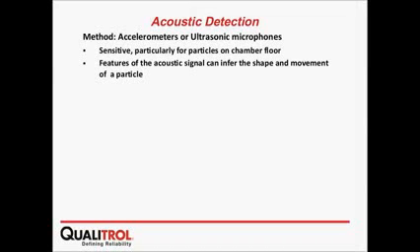Features of the acoustic signals can infer the shape and movement of the particle. The acoustics can have a lot of interference since you are measuring from outside. So in order to have a clear picture of the PD, you want to eliminate all the noise. It allows measurements to be taken externally to the GIS. So one of the benefits of acoustics is that you can measure from outside, pinpointing all parts of the GIS looking for PD.